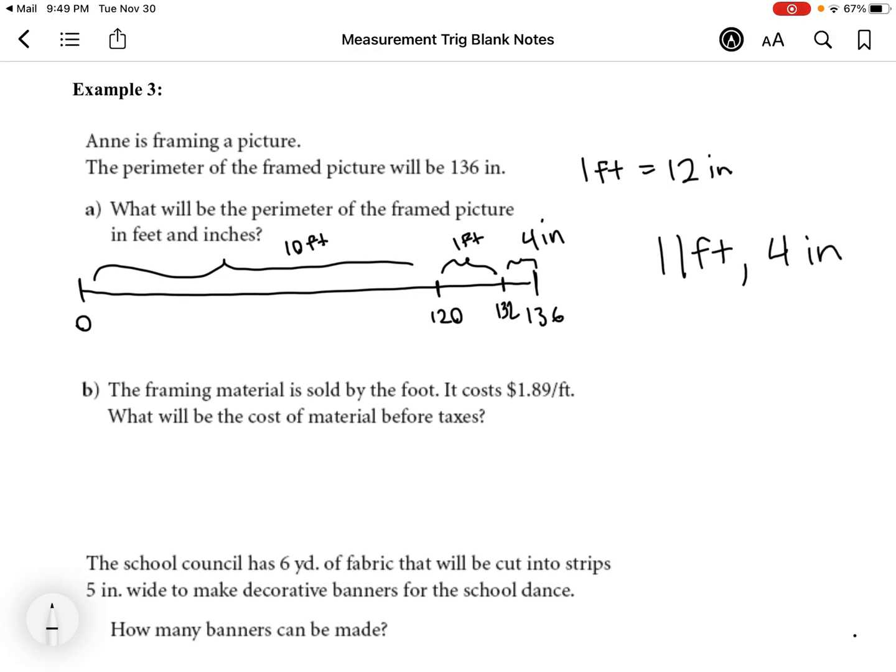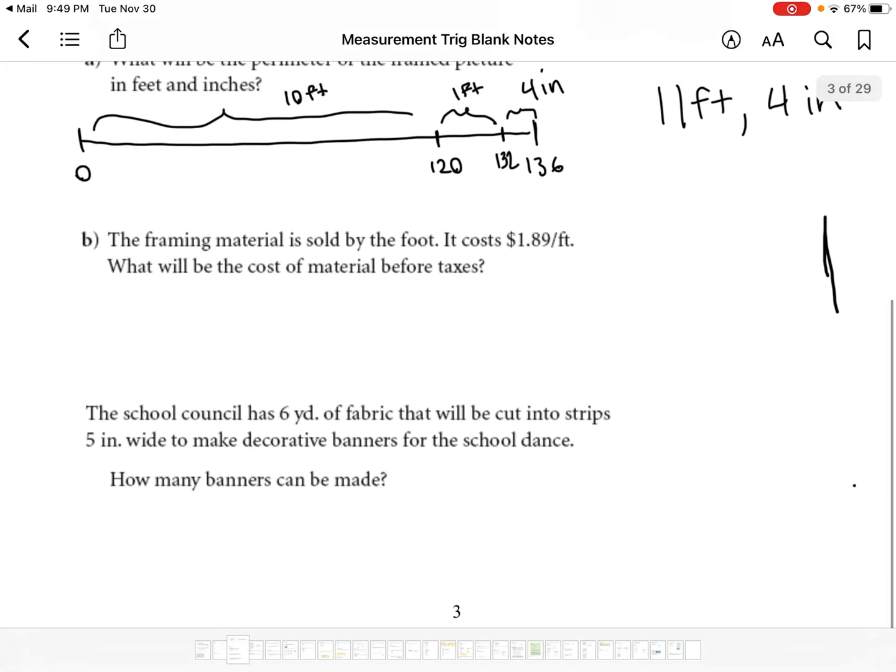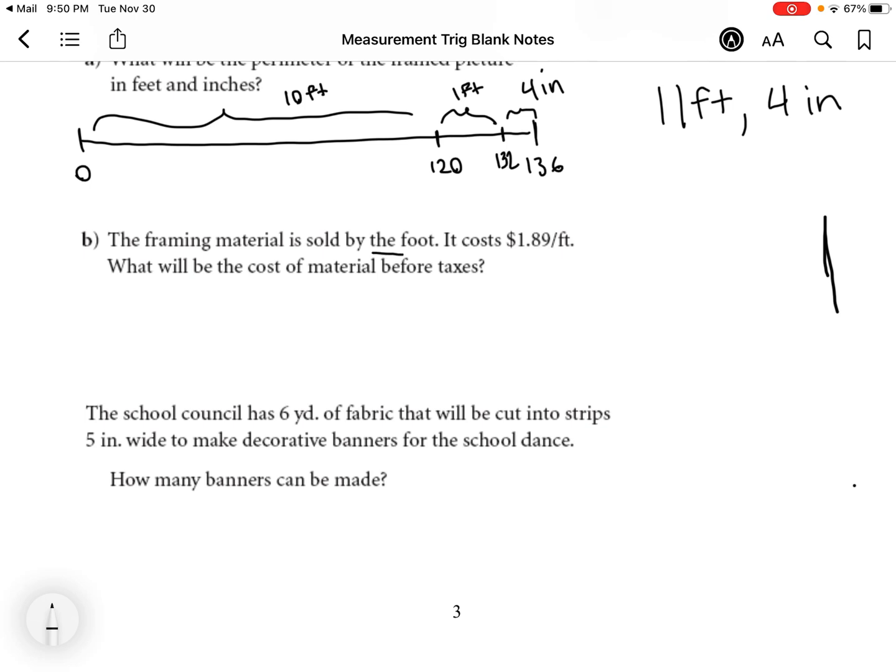Okay. Here's another question, or part B rather. The framing material is sold by the foot and it costs $1.89 per foot. What will the cost of material be before taxes? Okay, so really important that you think about rounding here because it's sold by the foot, right? You can't buy part of a foot.